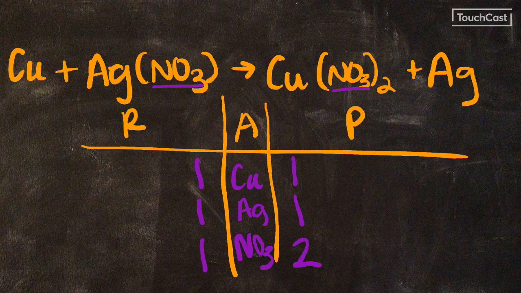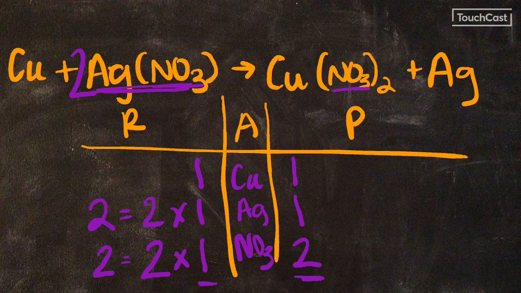So what I'm going to do is I am going to multiply to get the correct balance. So I have 2 here, 1 here, which means I need to multiply NO3 by 2 to get 2. But Ag is connected to NO3. So my 2 has to go in front of both of them, which means I'm also multiplying Ag by 2. Now my Ags are unequal, so I need to multiply Ag by 2. And since Ag is by itself, we're done. And my answer is right here.